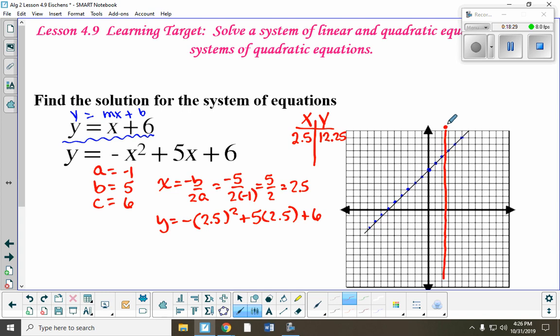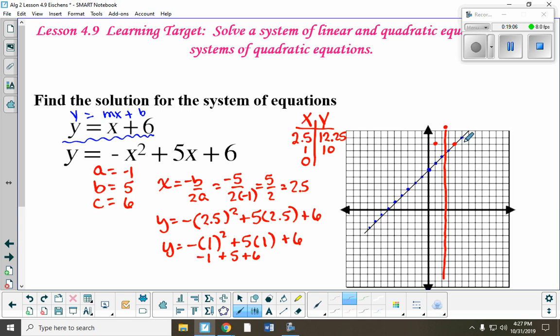So let's substitute in 1, how about? And 0. So if we substitute in 1, we would have negative 1 squared plus 5 times 1 plus 6. So this is a negative 1 plus 5 plus 6. So that gives us 10. So if we go over 1, we're up 10. Right here, and reflect that over.